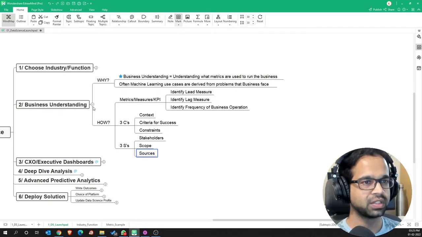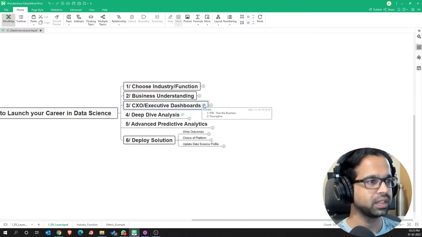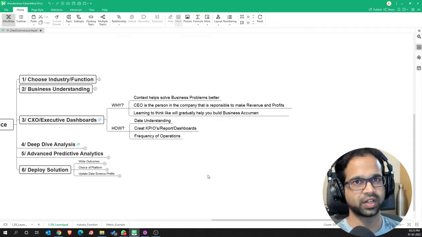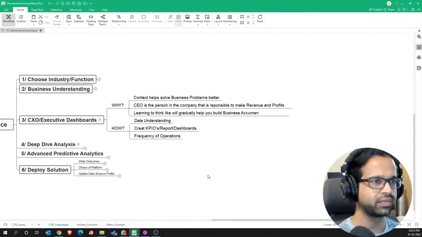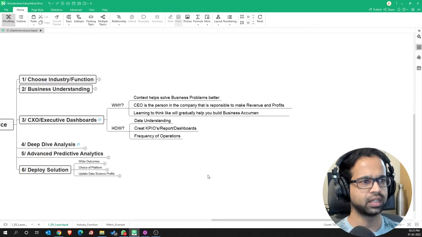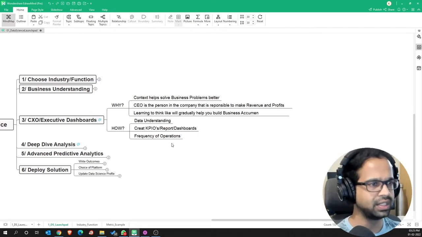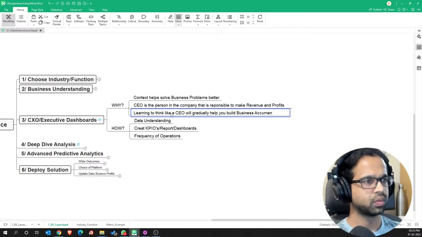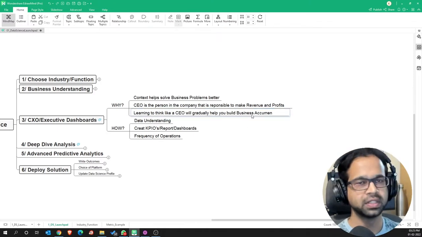Now, once you have understood the business, it's time to create a CXO perspective of the business, or rather the CXO or executive dashboard. Now, why does this help? Context helps solve business problems better. The CEO is the person in the company who is responsible for making revenue and profits, and learning to think like a CEO will gradually help you build business acumen.